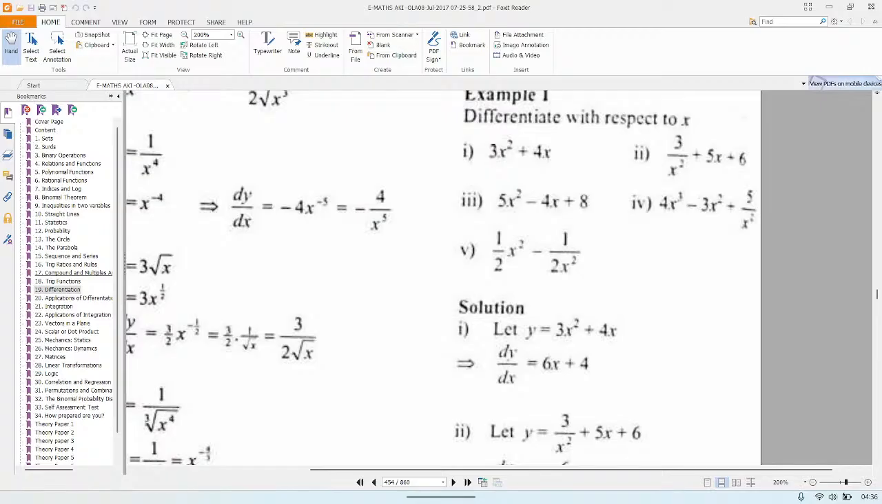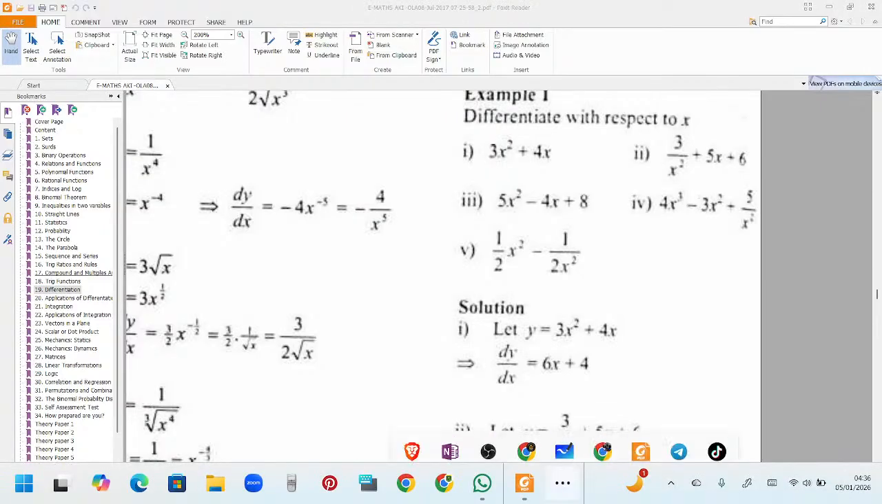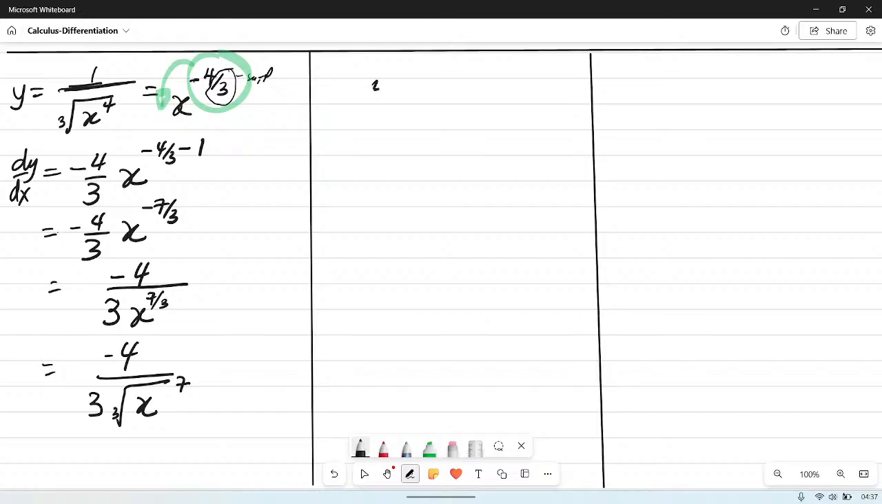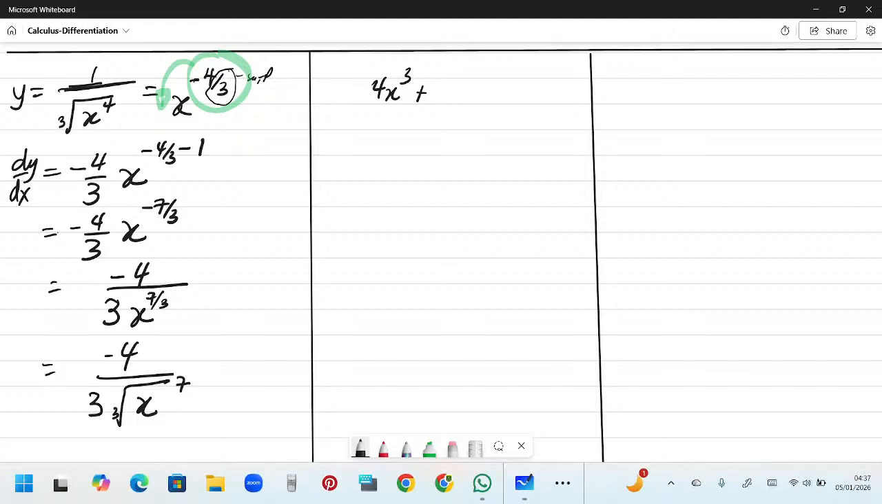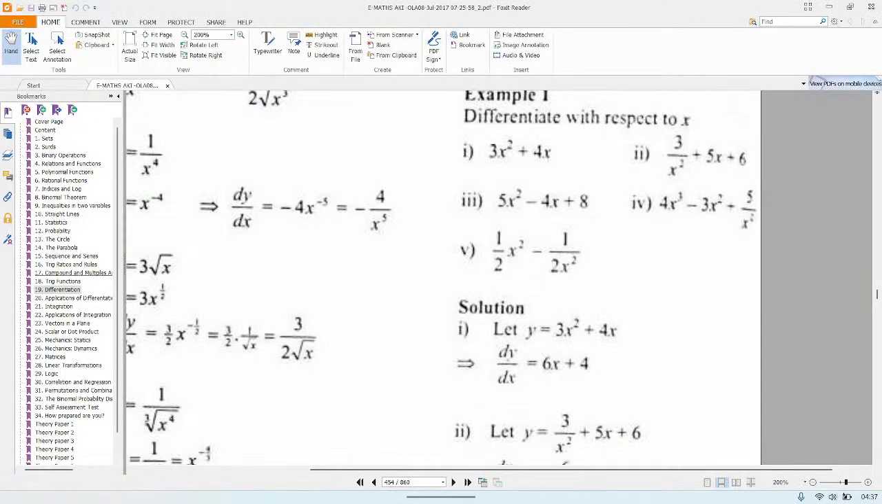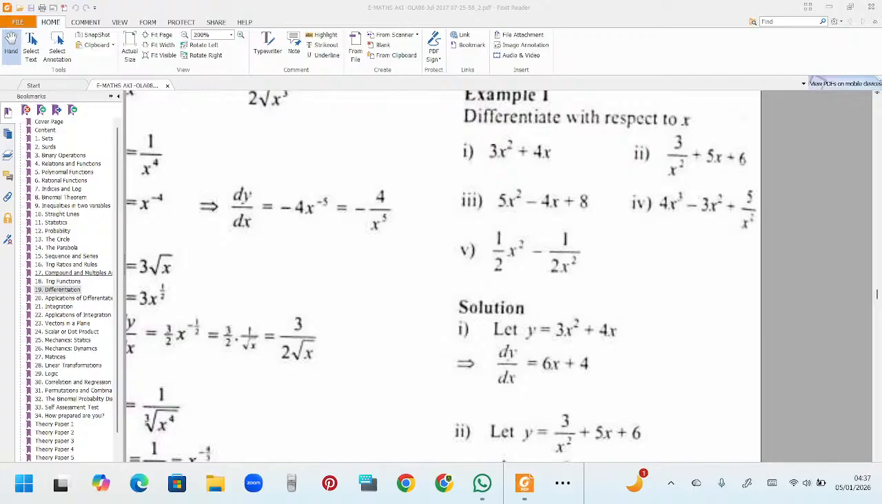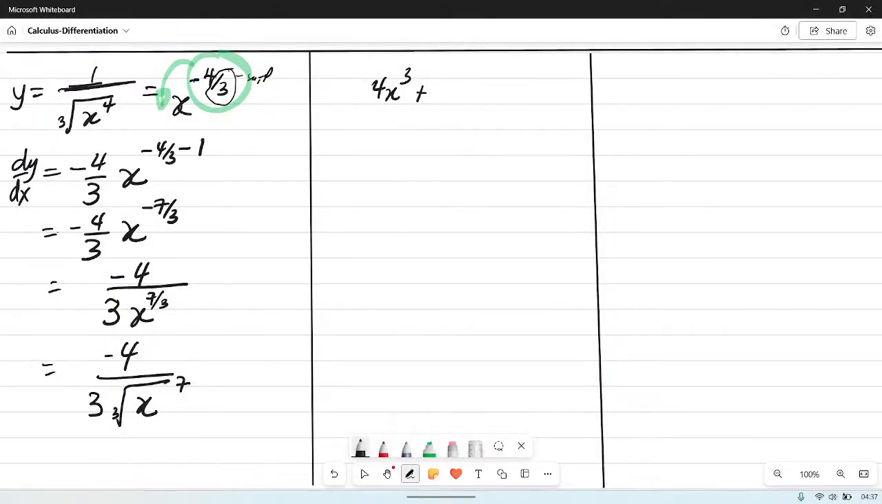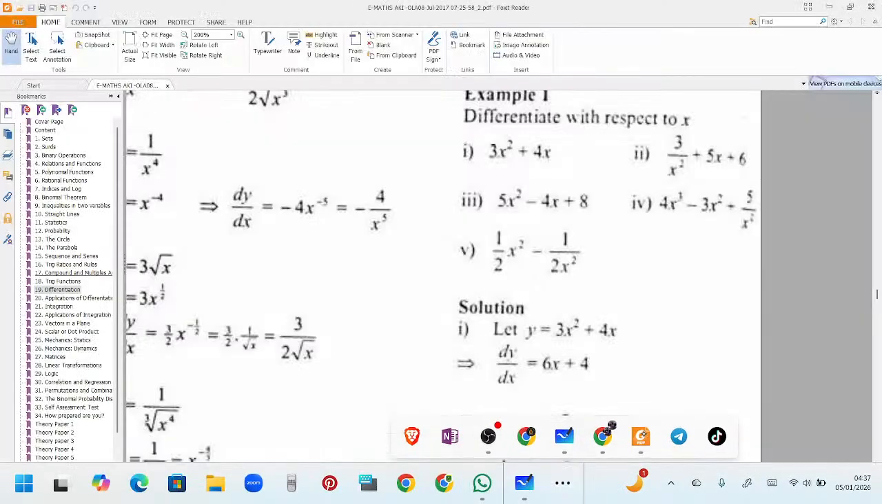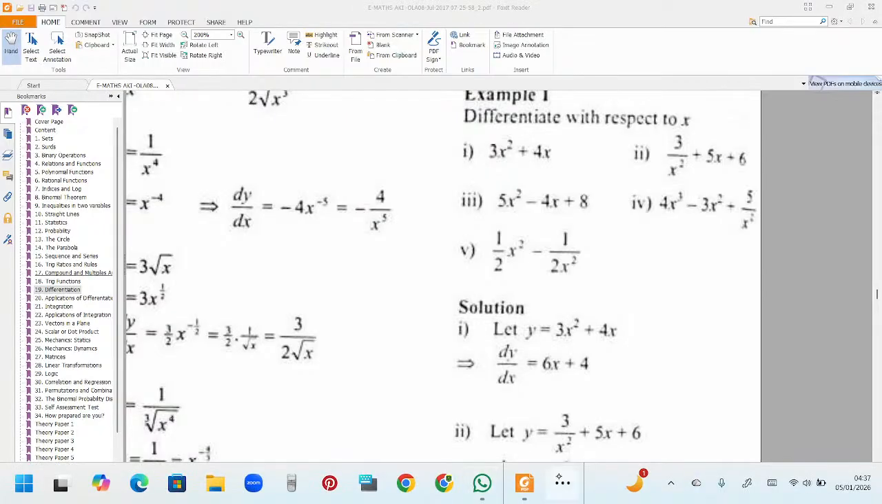4x cubed minus 3x squared plus 5x squared minus 3x squared plus 5 over x cubed. So I'm going to check. x squared.